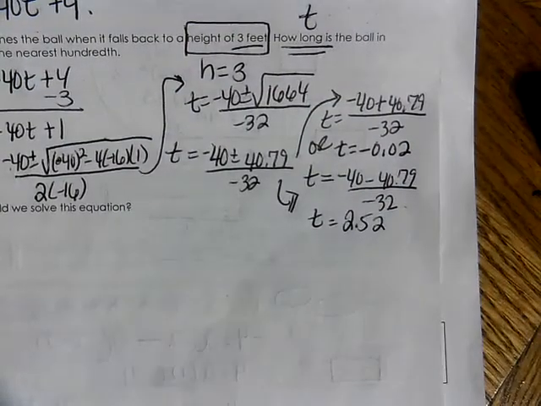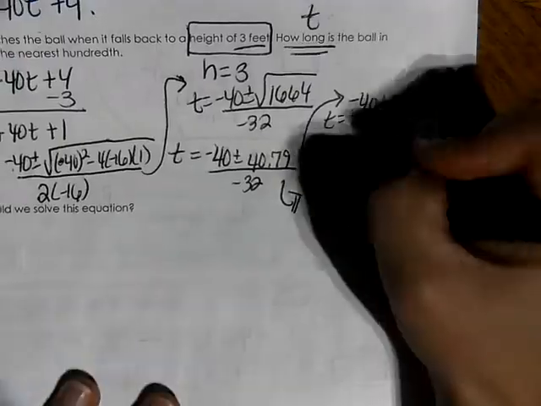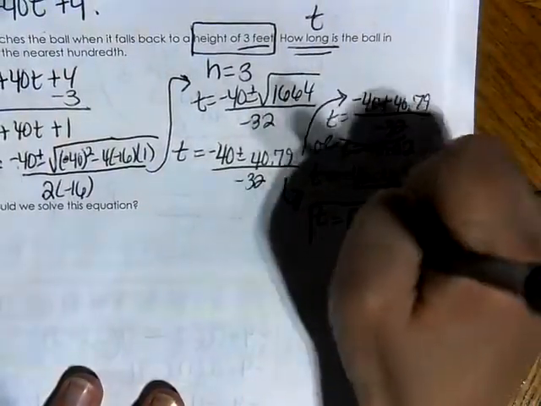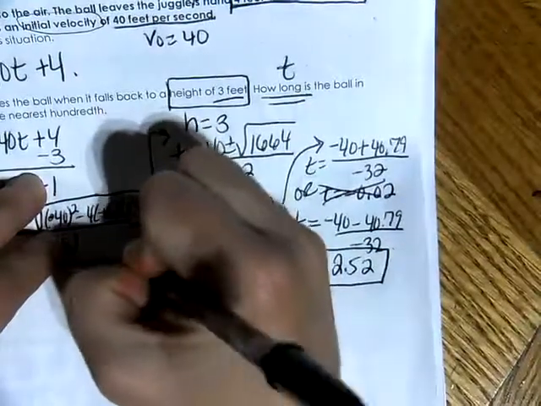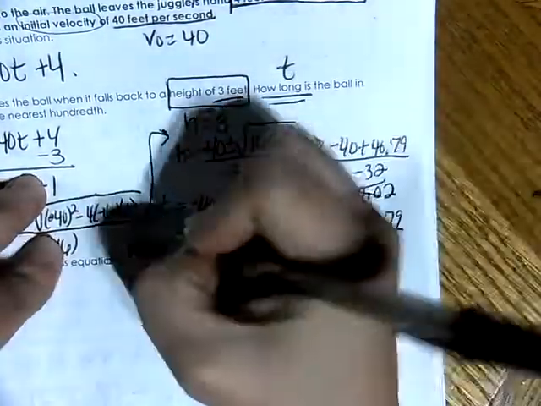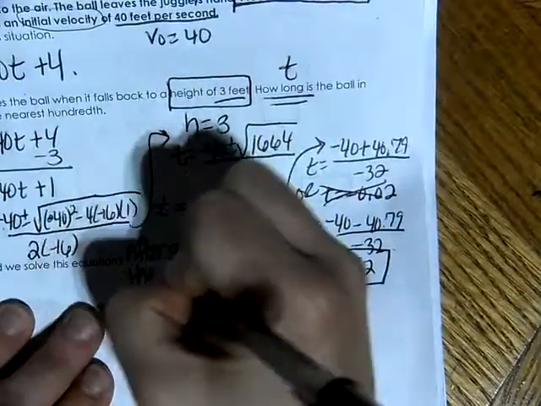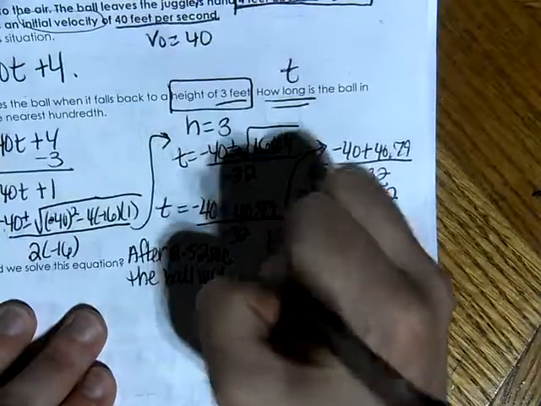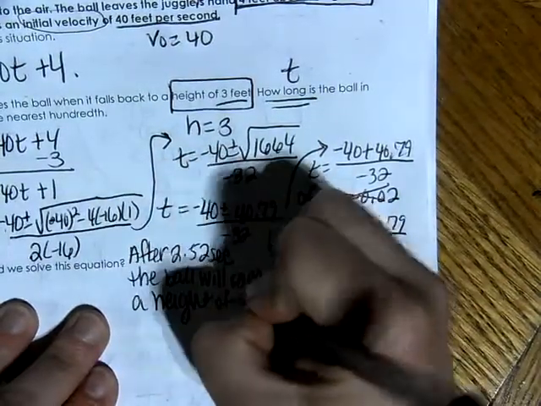Now, we're talking about time here. Can time be negative? No. So in this case, that solution of T equals negative 0.02 doesn't make any sense. This is our actual answer. So to answer our question, we're going to say that after 2.52 seconds, the ball will reach a height of 3 feet.